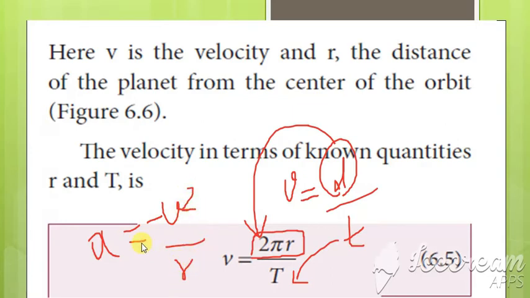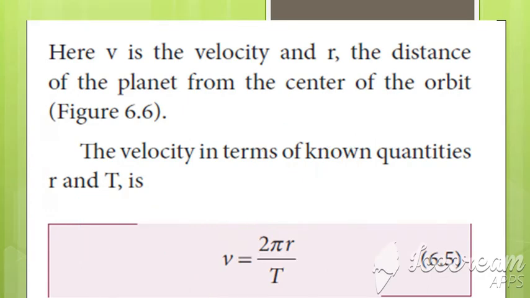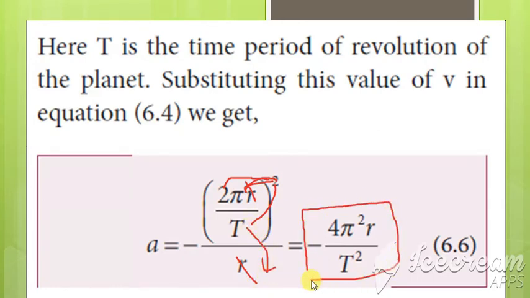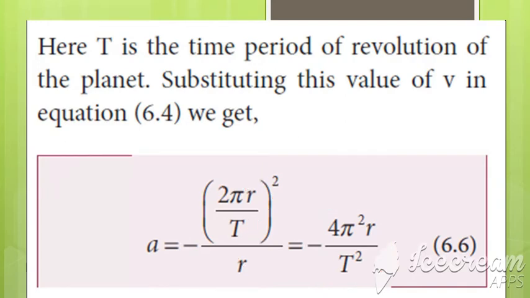So far we have seen the two formulas, for A as well as V, is it not? Then next is to substitute the value of V in this place. If we substitute, we have to square all this, so it is 4 pi square r square divided by t square. One r square and this r square get cancelled, and T square we are bringing down. So we get A as minus 4 pi square r divided by t square.